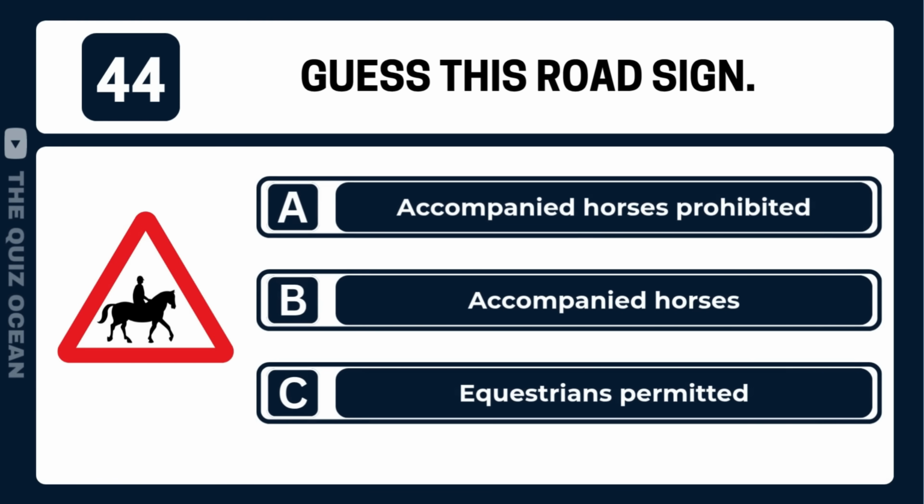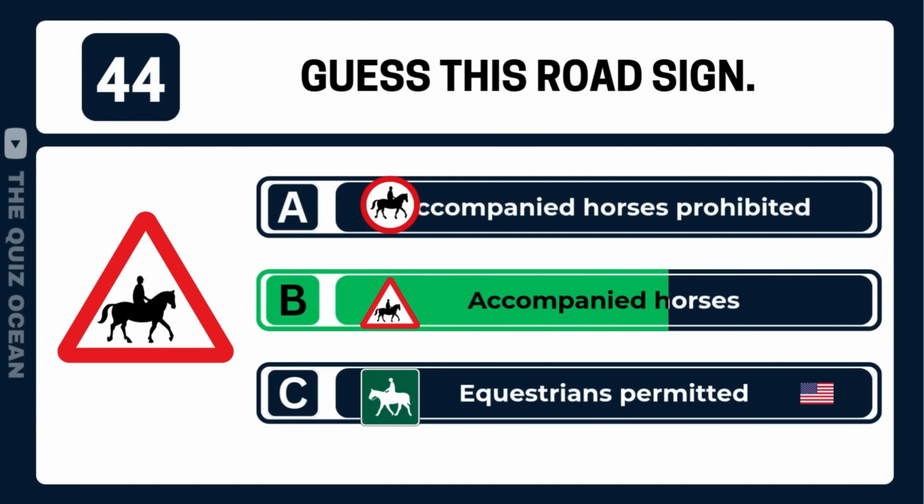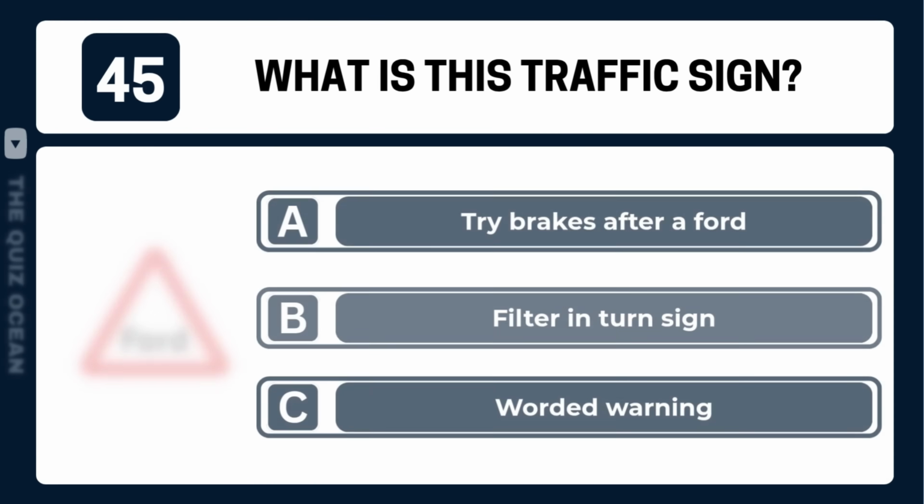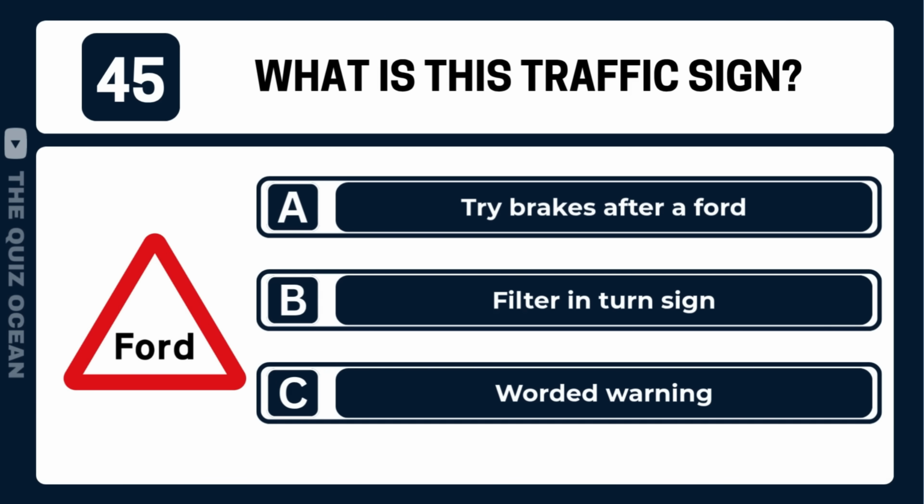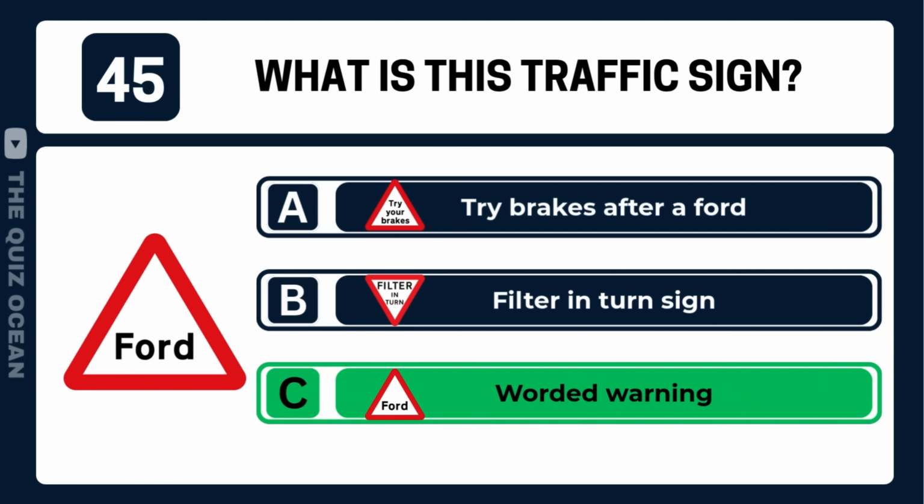Guess this road sign. Great. That is the accompanied horses sign. What is this traffic sign? Nice! That is the worded warning sign.